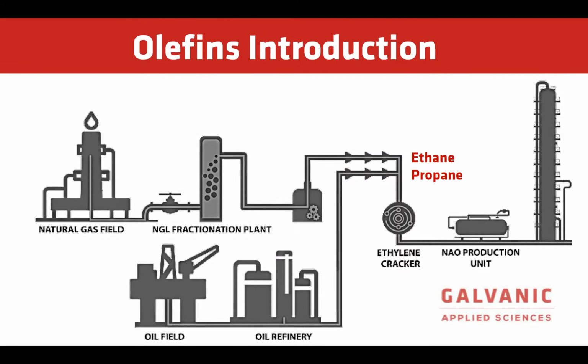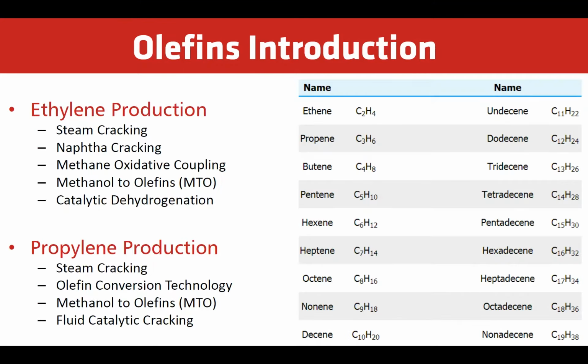Olefins are unsaturated hydrocarbons. The hydrocarbon processing sector produces the feedstock used for the olefin production. Some of the most common feeds are ethane for ethylene production and propane for propylene production. The table on the right highlights examples of olefins, but ethylenes and propylenes are probably the most common.